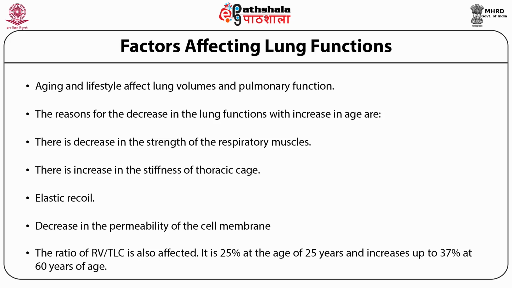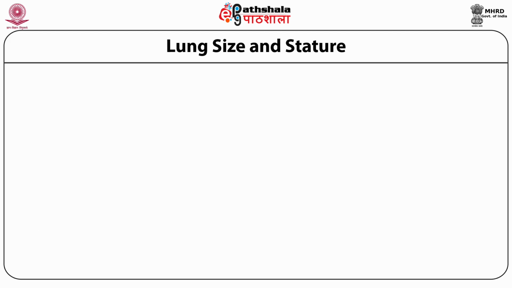The ratio of residual volume to the total lung capacity is also affected with age. It is reported to be about 25% at the age of 25 years, which may increase up to 37% at the age of 60 years. Now let's understand the influence of lung volumes and their relationship with stature.